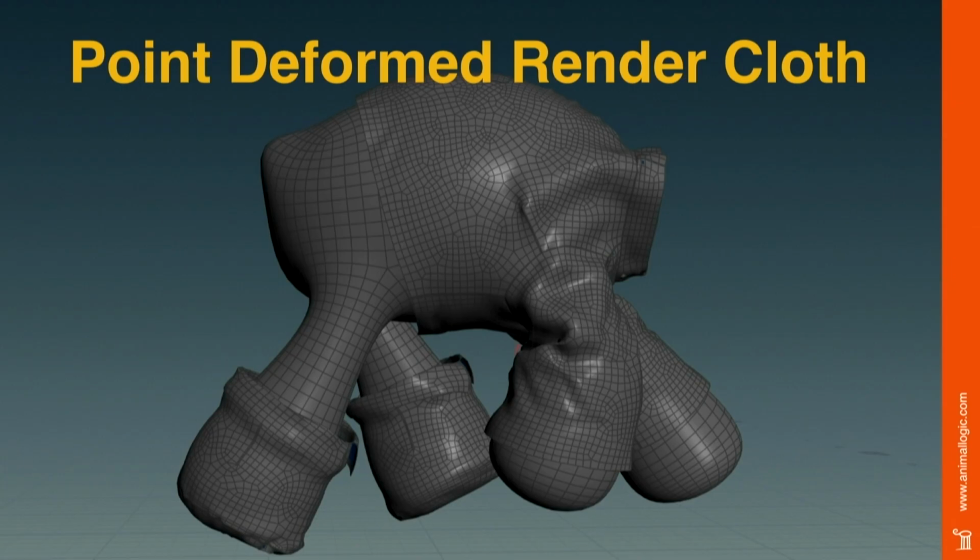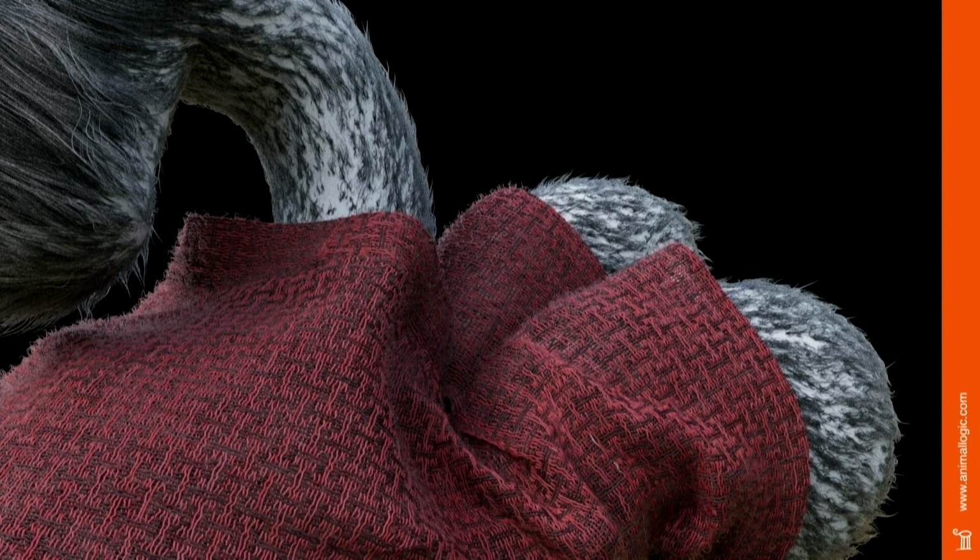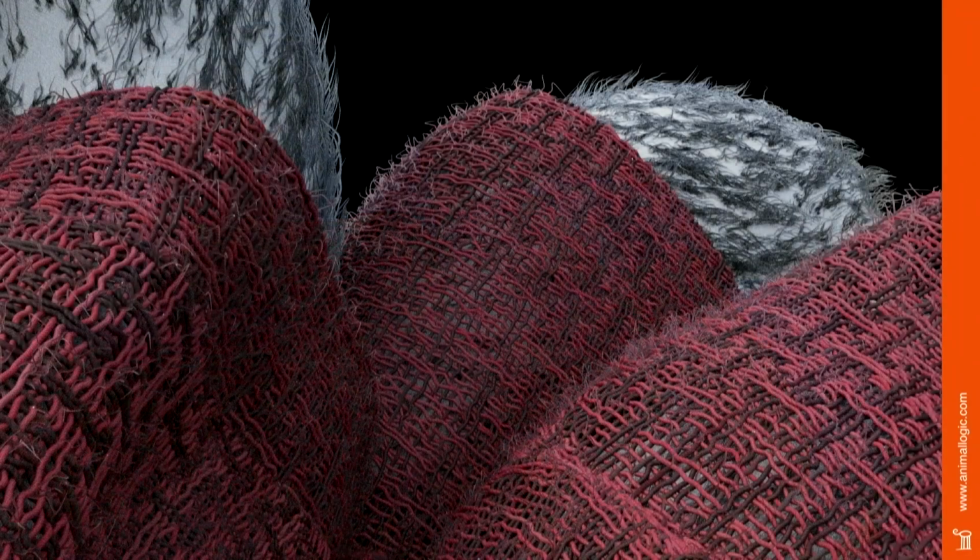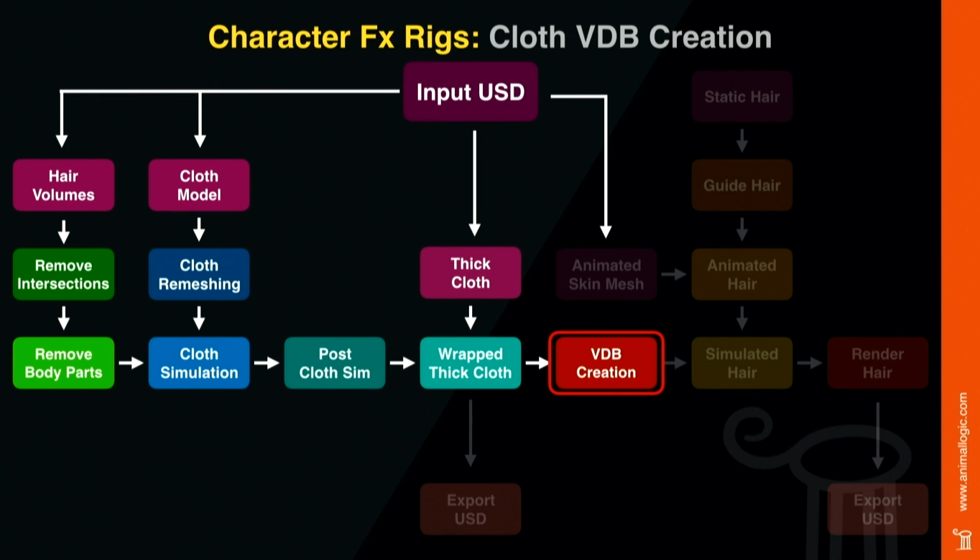Once we have that data, that gets ingested into Weave, the Animal Logic toolset for making clothing. And it makes all of our work look very, very pretty. So that's essentially what we do with the cloth. Now from there, we have to move on to the fur.